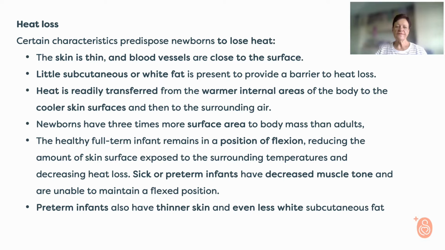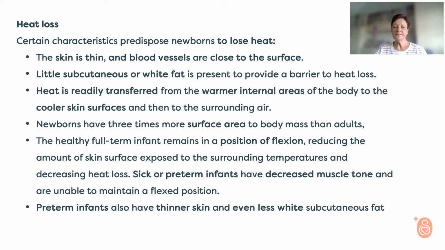And heat is also readily transferred from the warmer internal areas in the body to the cooler skin surface, and that also makes him lose a lot of body temperature. The other problem is that they have 3 times more surface area to body mass than we adults have, so it's a much larger area that is exposed and that they can lose heat from. Now, a full-term baby usually lies in a position of flexion, and that reduces the amount of skin surface that is exposed to the surrounding temperatures to a certain extent.